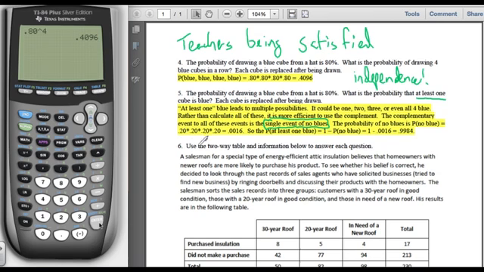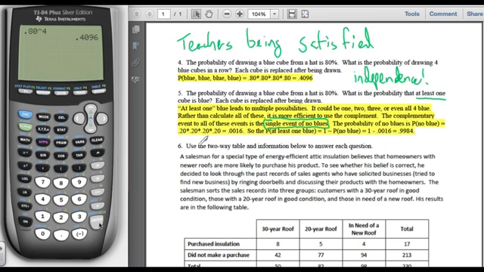A and B are independent if the probability of A equals the probability of A given B. So the probability of A is just the probability of your first event occurring, no conditions put on it. In this case, let me call A someone who purchased insulation and B someone who needed a new roof. So what's the probability that somebody purchased insulation? Well, a total of 17 people out of 230 purchased insulation. That would be 0.0739.